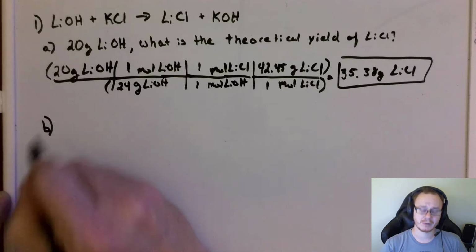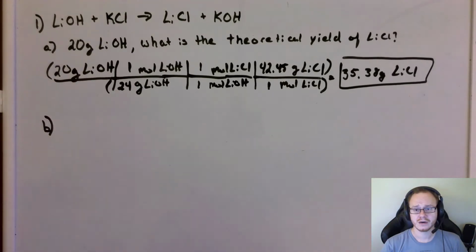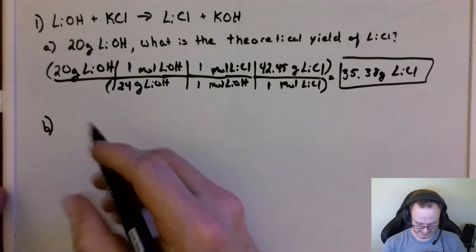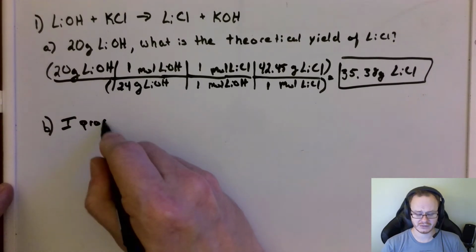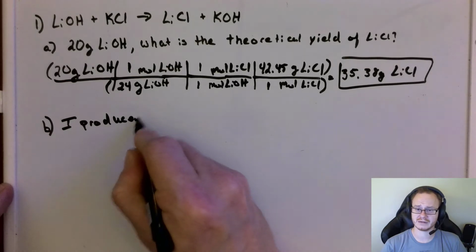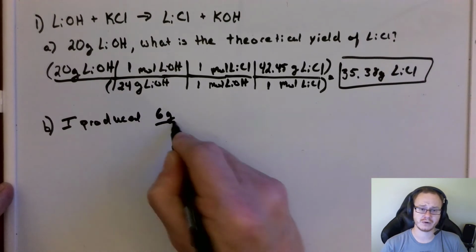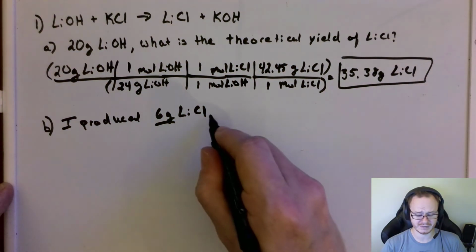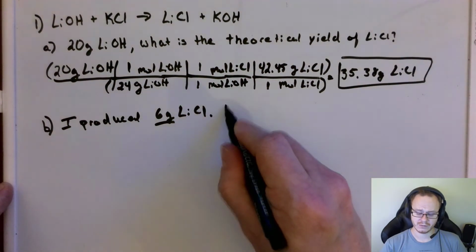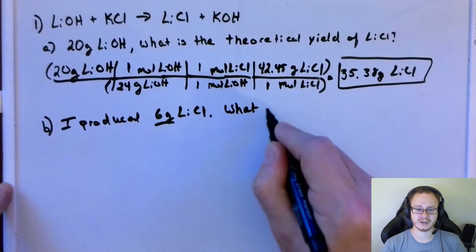The next part of problem number 1, part B, we don't get the full amount. We're told that I produce around 6 grams of lithium chloride. This means I went into the laboratory, I did the experiment myself, and I only got 6 grams of the expected amount. So, what is the percent yield of this?